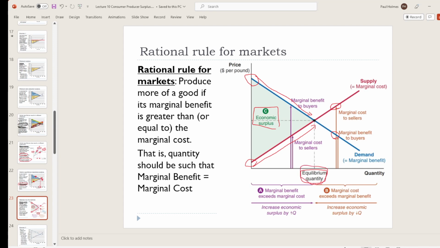This market equilibrium quantity then, not to harp on it, but it's super important, this market equilibrium quantity is going to be the one that maximizes economic surplus, but now we've sort of got another thing that we can say about it. At that quantity, the marginal benefit to the last buyer must be just equal to the marginal cost to the next seller.